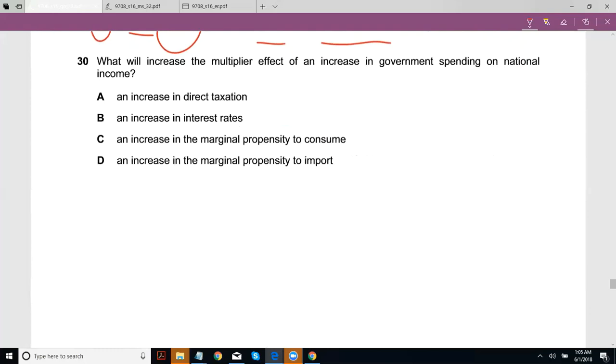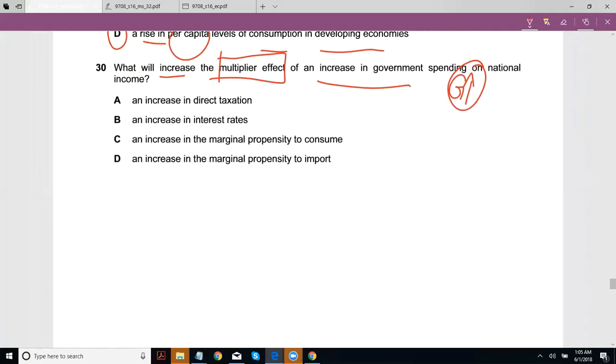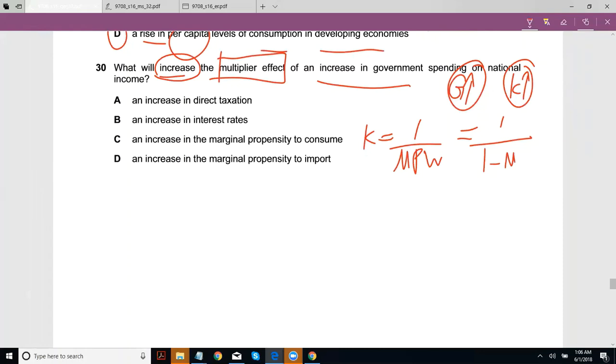Okay. What will increase the multiplier effect of an increase in government spending on national income? So basically, when will government spending really multiply national income? What will increase the multiplier effect? Now this is very simple. You want the multiplier to be as large as possible. Now the multiplier is 1 upon MPW. You can also write it as 1 upon 1 minus MPC.